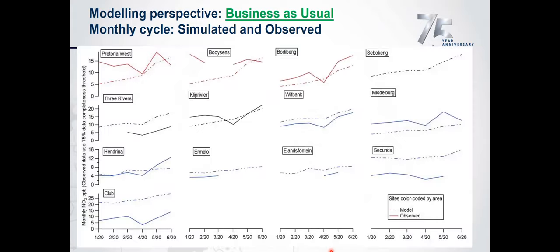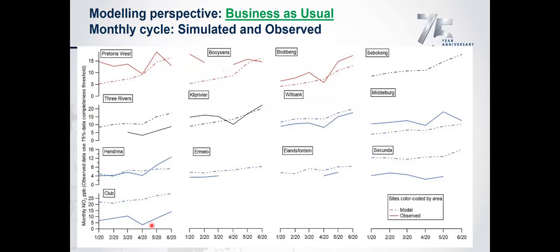What I show here is just the monthly cycle, just to show some highlights. So these are different monitoring stations. The red are in Pretoria. The blue are in the Vaal Triangle, which is just south of Johannesburg. And then different Mpumalanga sites in blue. The dotted line is the model. The solid line are the observations. In order to get these monthly data points, I used a 70% data completeness threshold, which is why some of them don't have data, because they didn't have that much data.